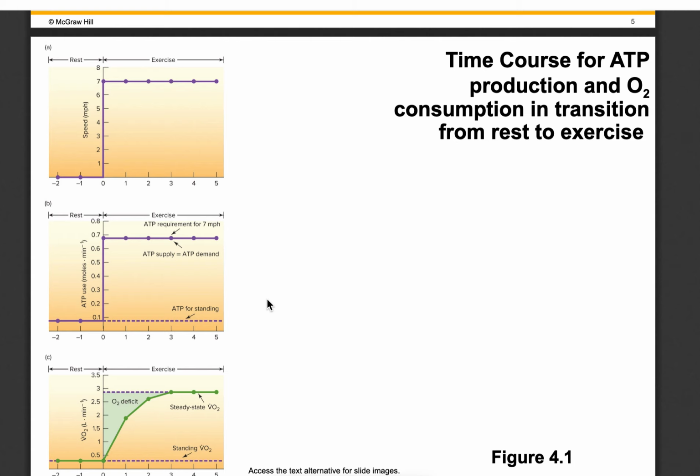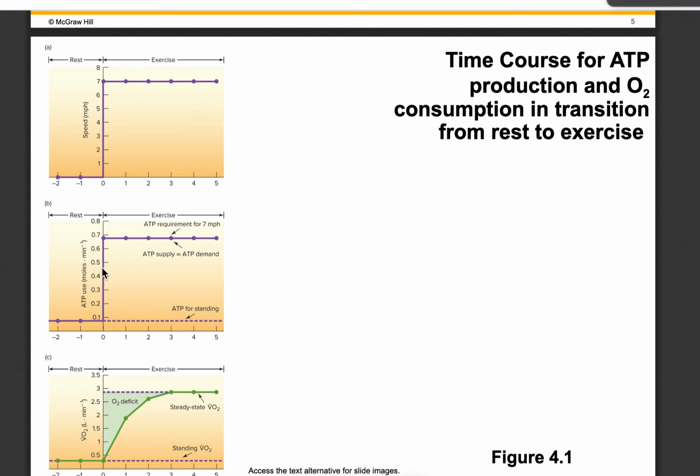You do have to pay attention to some of the measurements and some of the things that are going on. Basically, in this top graph, speed shows someone was at 0 miles an hour, and then all of a sudden their speed jumped up to 7 miles an hour. So the demand went from not a lot of energy to a whole lot of energy basically within a second.